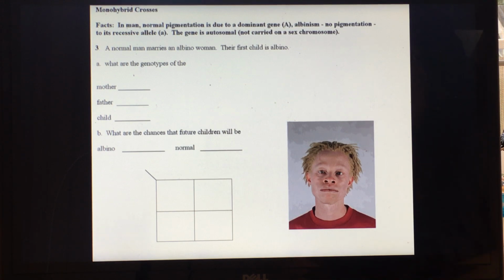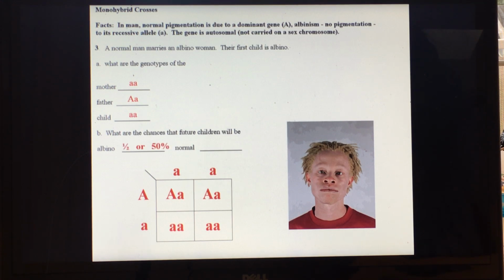So problem number 3, a normal man marries an albino woman. Their first child is albino. So the mother is little a little a because she is albino. Their first child is albino, which means the father had to have been a carrier for albinism. So we put the gametes on the outside, they would be haploid, and the possible offspring go inside the Punnett Square. So the chances that future children would be albino would be 50% or 1/2, and non-albino would be 50% or 1/2.